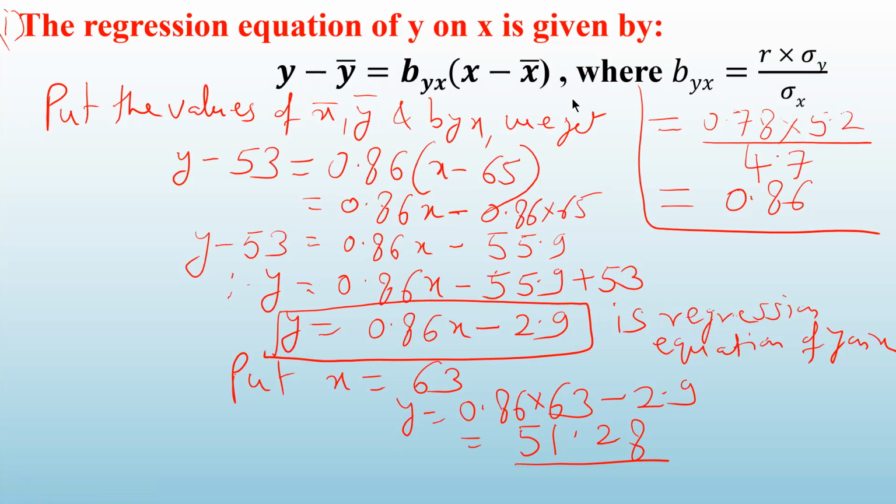It will be 51.28, not 54.2. 0.86 multiplied by 63. Okay. And in that you subtract 2.9. So you'll get 51.28. Okay. So we have solved the first problem. Now let us see the second one. What is the second one?